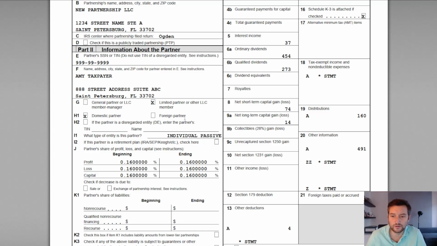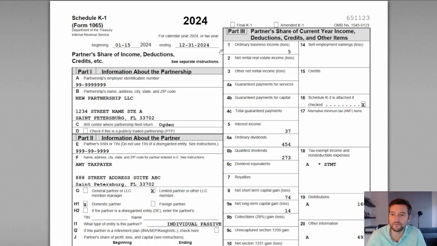indication as to whether the partner is a GP or an LP. So in this case, Amy is a limited partner or other LLC member. And that's important because that's an indication that she does not actively participate in this business. And that's important because when you have things like line 1, ordinary income or loss allocated, you need to consider the passive activity loss limits, right? And so we'll talk about that a little later.